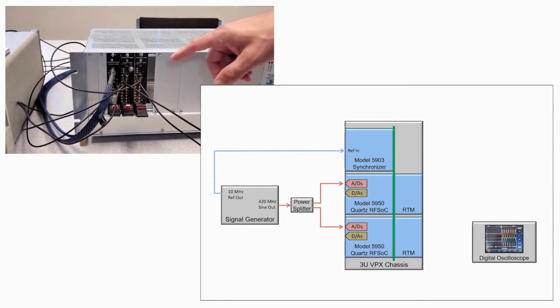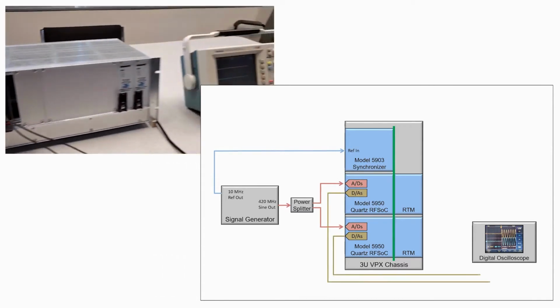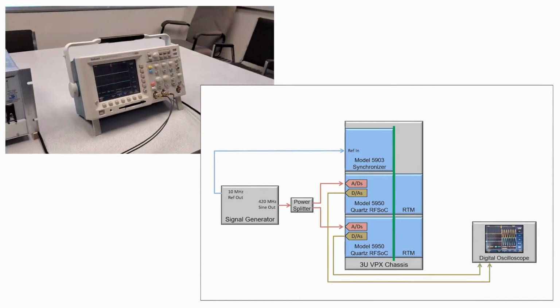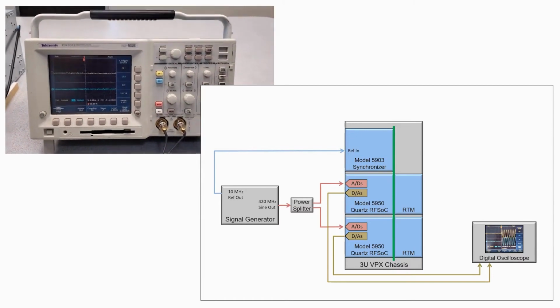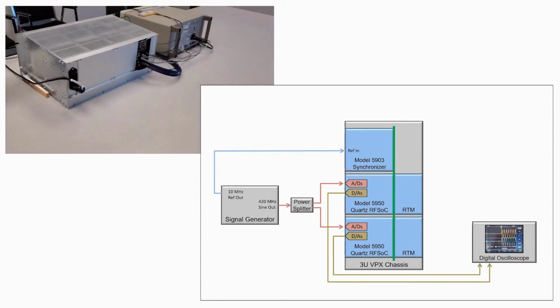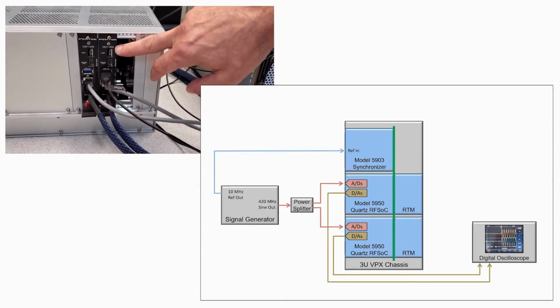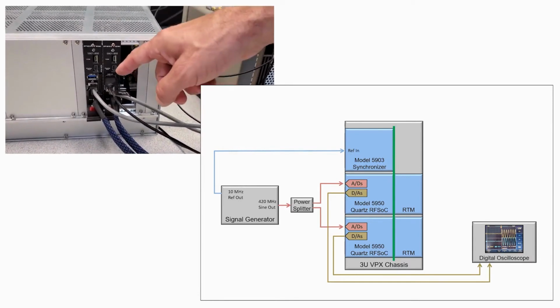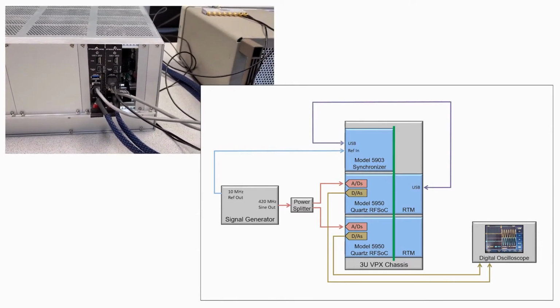And then, of course, channel 1 of the outputs of each 5950 goes to this oscilloscope, and that'll be used to demonstrate the DAC synchronization. If we go around to the back of the chassis, you can see how we've got things interconnected. The rear transition module for this 5950 actually has a USB connection to the 5903 on the front. We'll show that to you.